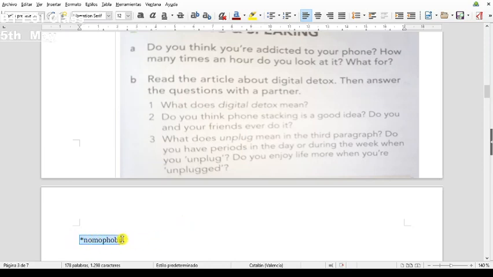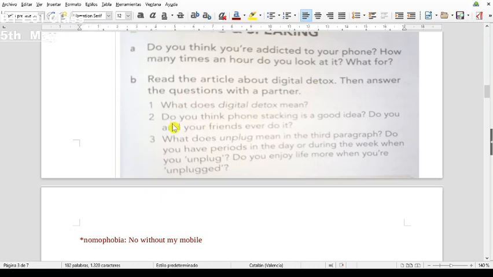the word nomophobia. It's the person who is afraid, que té por a quedarse sense el mòbil. Nomophobia stands for no, without, my mobile. Then phobia és tener por. Té por a no without my mobile. Then if you suffer from nomophobia, si patiu d'això, is that you are addicted to your phone. Is it clear? Well, now it says, read the article about digital detox, desintoxicación digital.